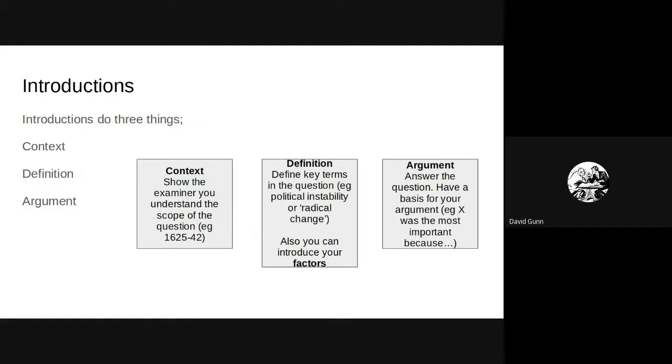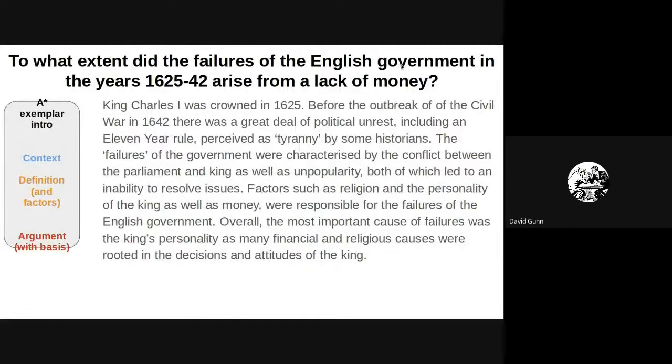And then it's very, very important that you have a basis for your argument. So say why. For example, if you're saying the most important reason for the outbreak of the Civil War was Charles I's actions, you say that is because his decisions or his actions exacerbated other problems, or link it to the criteria. So his actions meant that the government was less popular or further divided society, something like that.